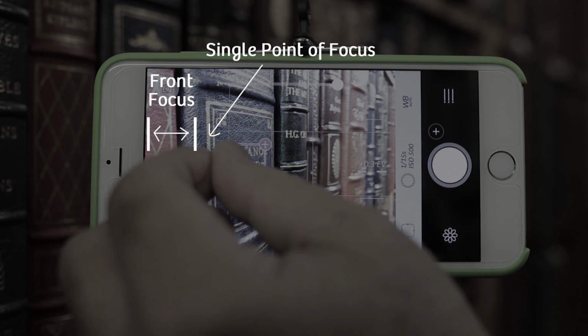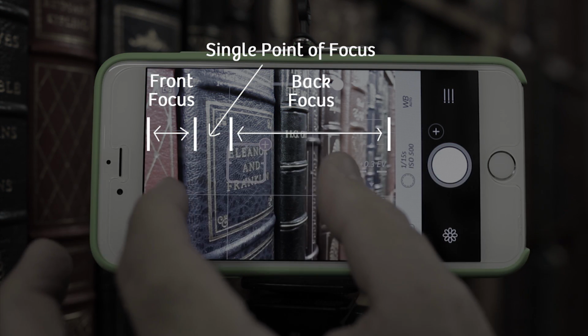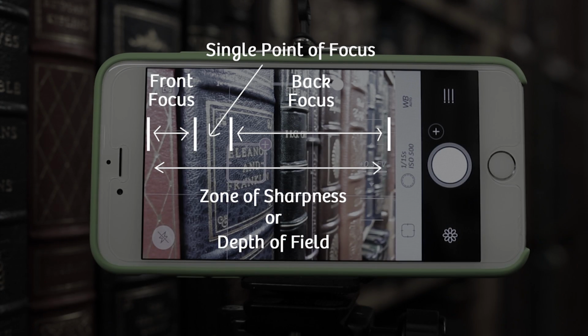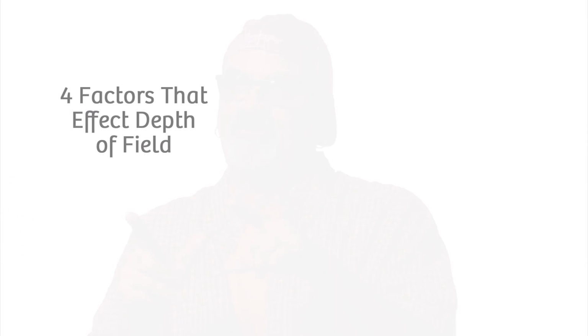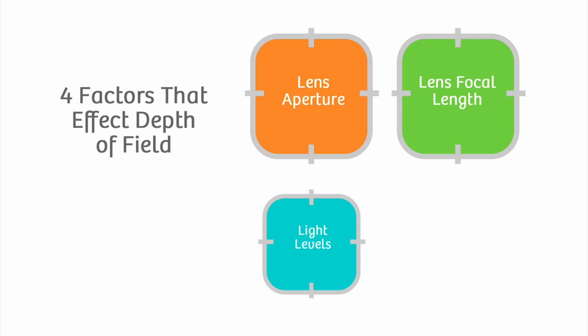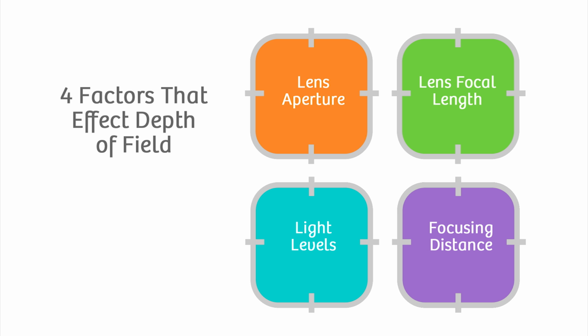The iPhone camera, or any camera for that matter, can only focus on one point in that scene at a time. But there's an area in front of that point and behind that point called the zone of sharpness, or commonly referred to as depth of field. That depth of field is described as either shallow or deep. Since we're talking about depth of field in iPhone photography, let me explain 4 factors that influence depth of field: aperture, focal length of lens, light levels, and of course, focusing distance.